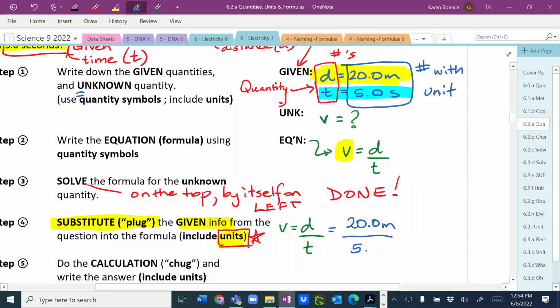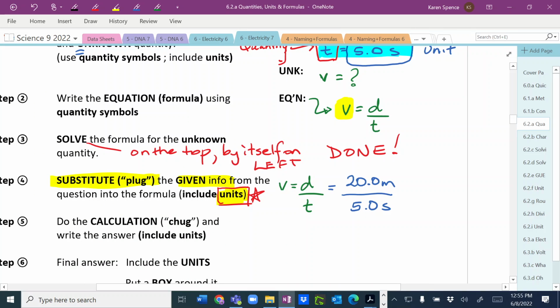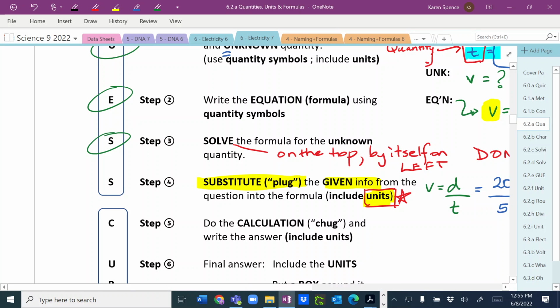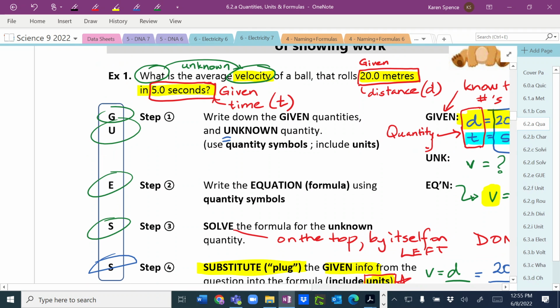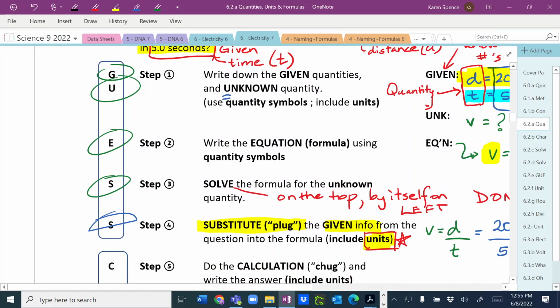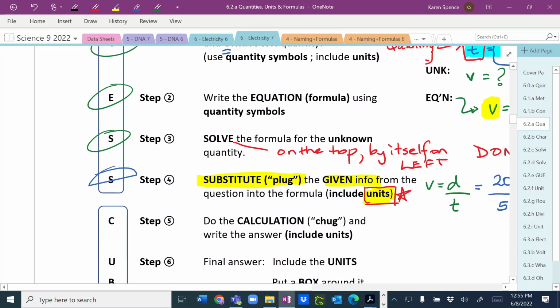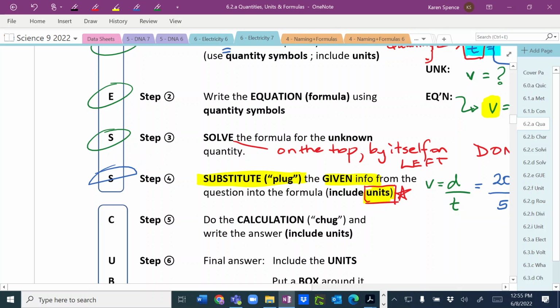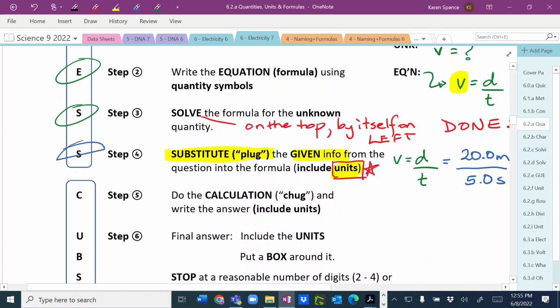Okay, so substitute. So that's GUESS. Find your given information and write it down. Find your unknown information and write it down. Write down your equation. Solve the equation for whatever your unknown variable is. Substitute in your given values and units. And then we get to the CUBS part.